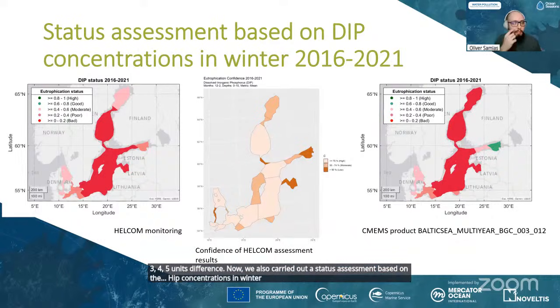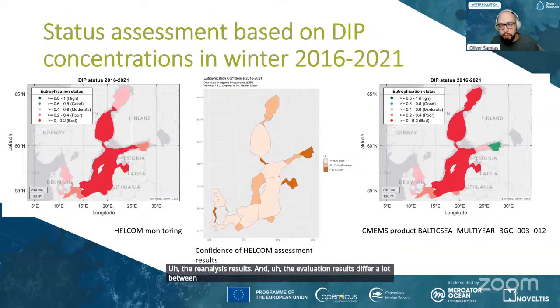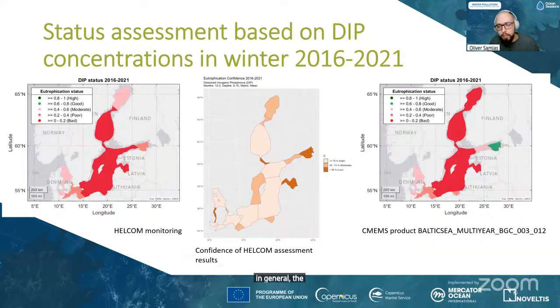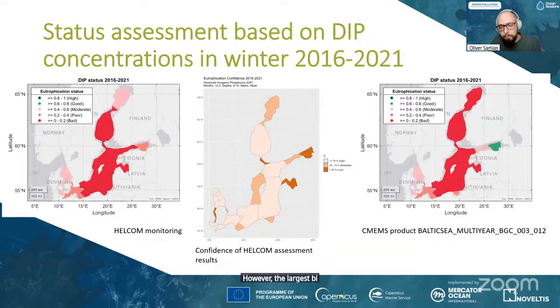And on the left, you can see the HELCOM monitoring results, and on the right, the reanalysis results. And the evaluation results differ a lot between the analyzed parameters, indicators, and subbasins of the Baltic Sea. In general, the model DIP concentrations and indicator results agree better with observations than, for example, TIN or chlorophyll A. However, the largest biases of DIP could be both negative, which is the case in the eastern Gulf of Finland.